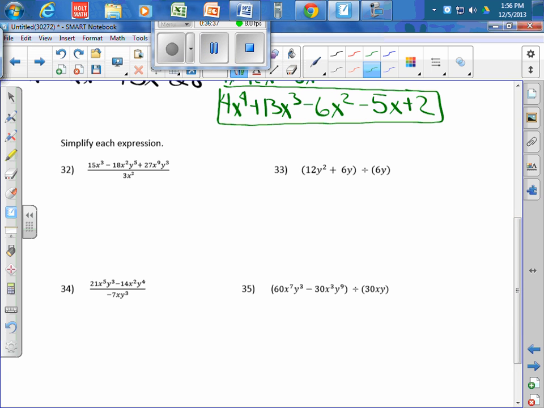In number 32, take these three terms in the numerator and divide them all by 3x squared. So take 15x to the third and divide it by 3x squared. Bring down the minus sign. 18x squared y to the fifth and divide it by 3x squared. And then take plus 27x to the ninth y to the third and divide it by 3x squared. Now all you need to do is just reduce three fractions.